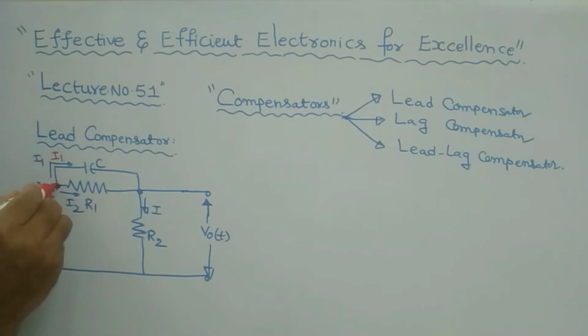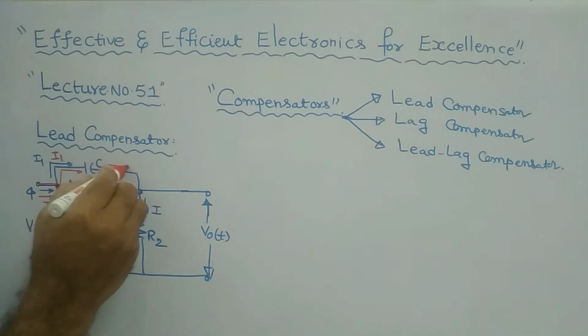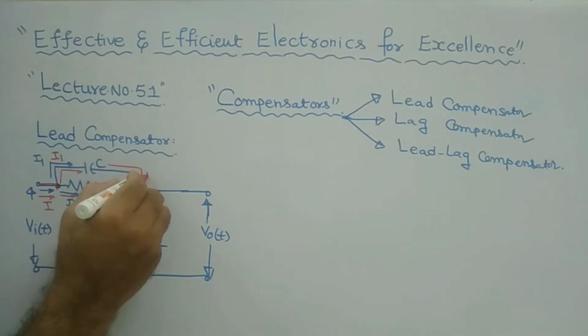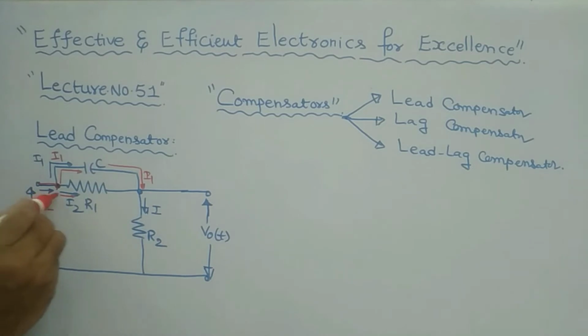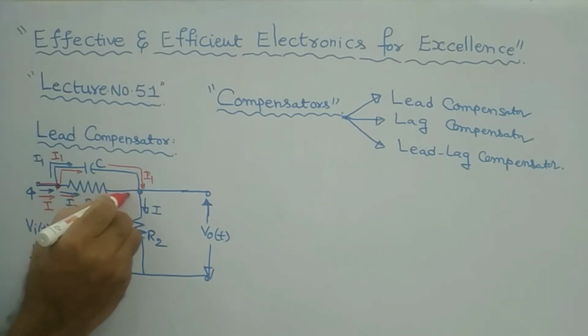So from this node, I1 flows through C. Similarly, your I2 flows through this R1. Clear? So here, due to Vi of t, your I will be produced, and this I will be distributed at this node as I1 and then I2. Means I is equal to I1 plus I2, and this I flows through this capacitor and reaches this particular node. It is your I1 reaching this particular node, and this I2 flowing through R1 reaches this particular node.